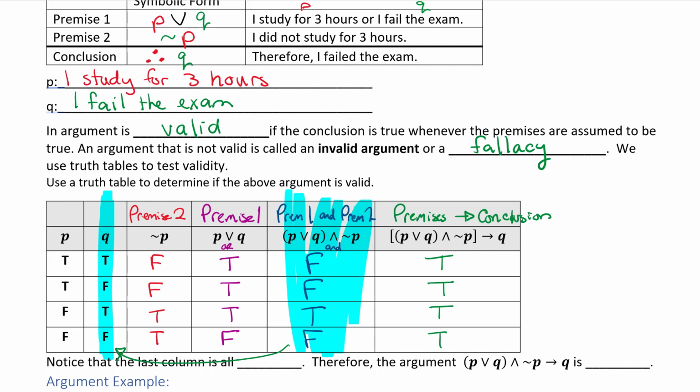So it turns out that studying every single one of these cases, all of the premises, when assumed to be true, imply that the conclusion is true. Notice that the last column is all true, all of it. So therefore, we can say that this argument is valid.